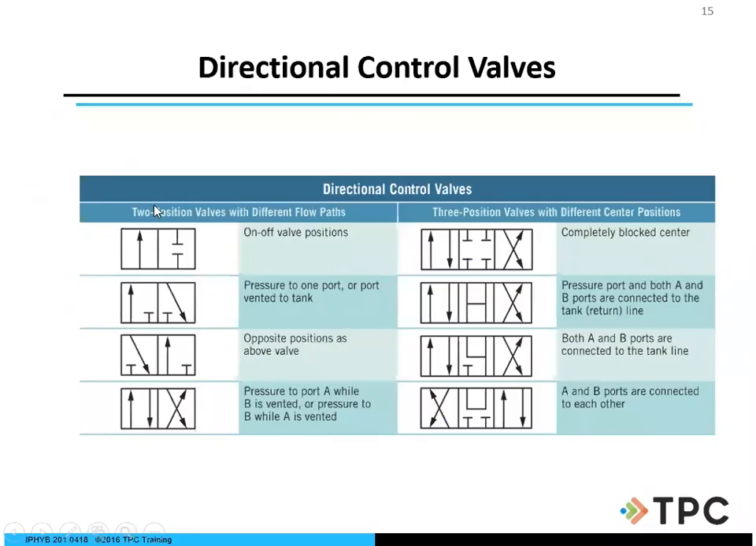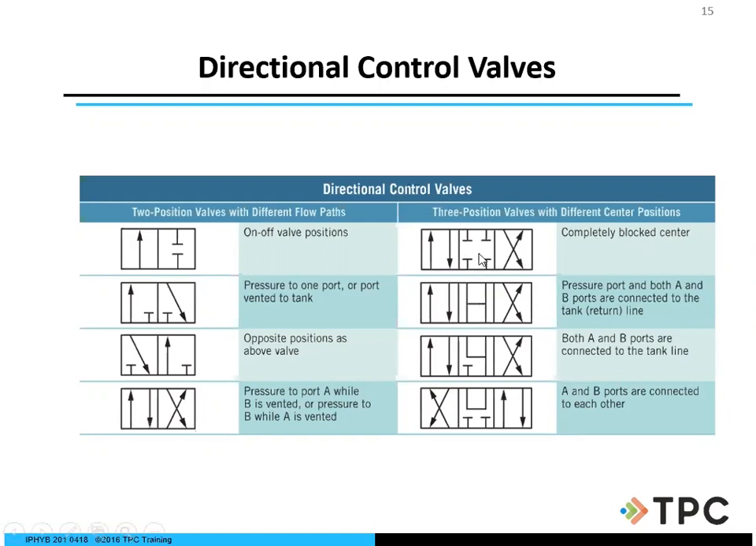Again, it's critically important to know your hardware, right? So 2-position valves, 3-position valves, etc. When I put my system over here, let's just choose this one real quick. Completely blocked center. So we've got a 3-position, 4-way valve. Once I put my actuator in the center position, nothing's moving. So we call this the neutral position, right?